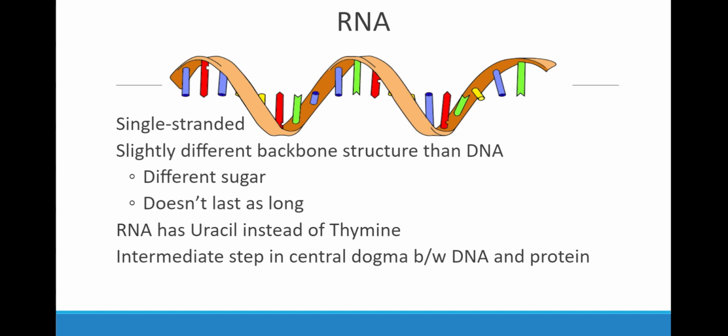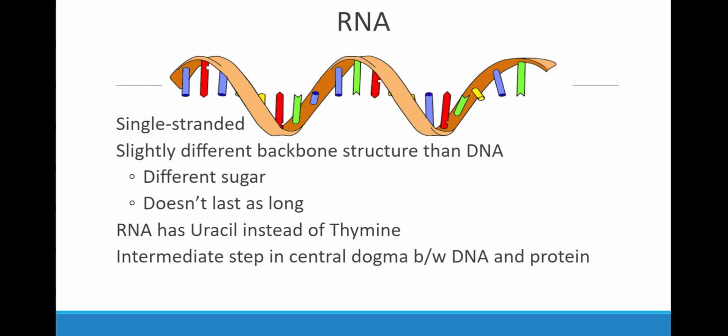RNA is the intermediate step between DNA and protein. Its structure is similar to DNA, but with a few key differences. Firstly, RNA is single-stranded. So we can see in this picture that RNA is a single helix, not a double.